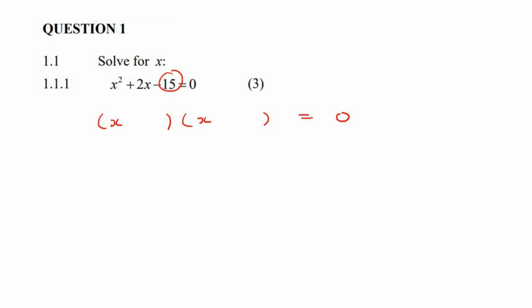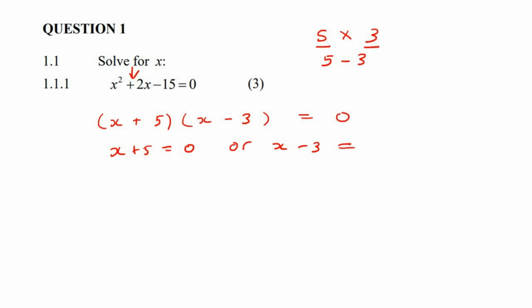Now, the number 15 is the same as 5 times 3. If you take the number 5 and the number 3, how can you make the number 2? Well, you could say 5 minus 3. So we'll put a 5 here, which will be a positive, and a minus 3. At this step, you can now say x plus 5 must be equal to 0, or x take away 3 must be equal to 0. And if you solve, you end up with x equals negative 5, or x equals 3.